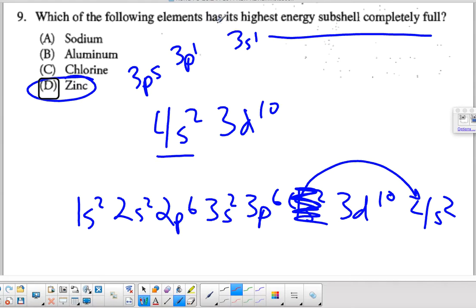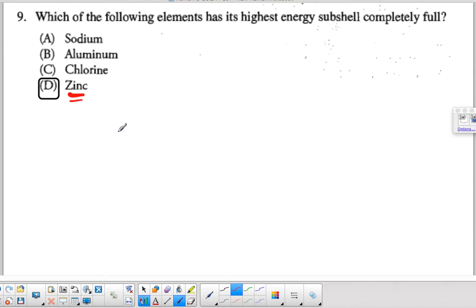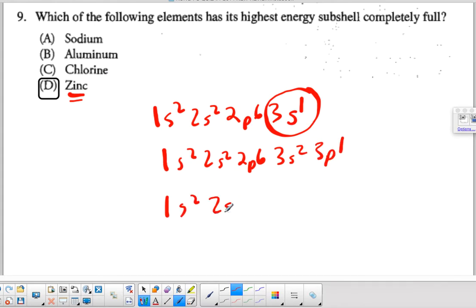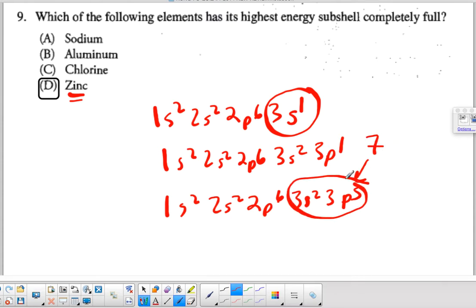9. Which of the following elements has the highest energy subshell completely full of electrons? So if we look, the correct answer is zinc. If we go sodium, sodium is 1s2, 2s2, 2p6, 3s1. There's only 1 electron in the outer shell of sodium. Aluminum is the same idea as 1s2, 2s2, 2p6, 3s2, 3p1. Chlorine is 1s2, 2s2, 2p6, 3s2, 3p5. So if you notice in its outer subshell or outer layer, it has 7 valence electrons.